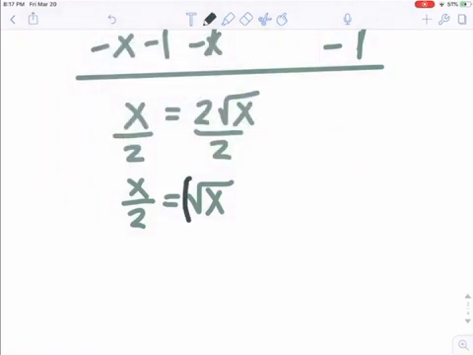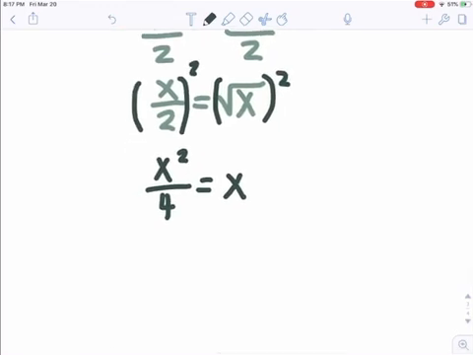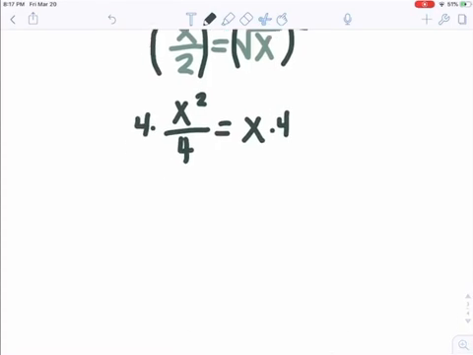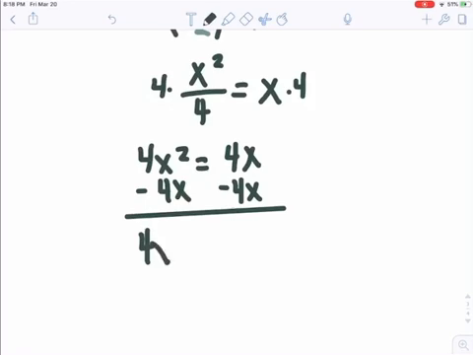All right, now we get to square both sides. So I get x squared over 4 equals x. Guess how you have to solve this? By factoring. Okay, what I'm going to do first is get rid of that 4. So I'm going to multiply both sides by 4. So I get 4x squared equals 4x. I'm going to subtract both sides by 4x. So 4x squared minus 4x equals 0.